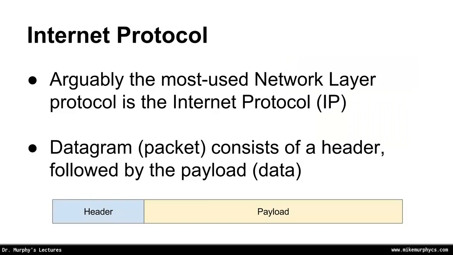Now, the most common network layer protocol that we use today is the Internet Protocol, or IP. A datagram in the Internet Protocol, or a packet, consists of a header followed by the payload. The payload is the data that we would like to transmit.